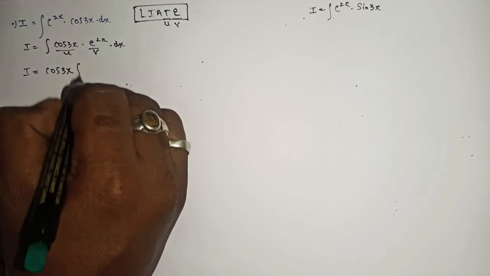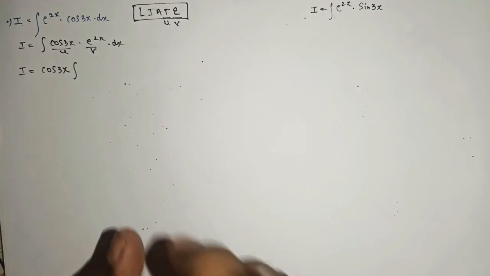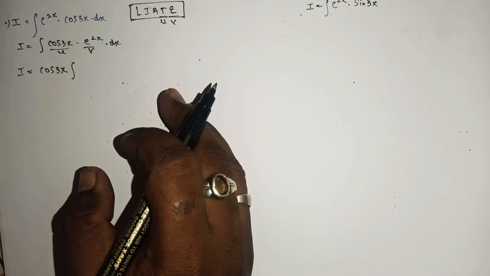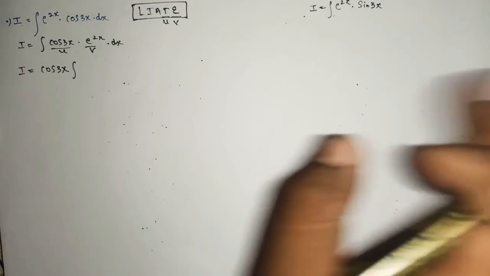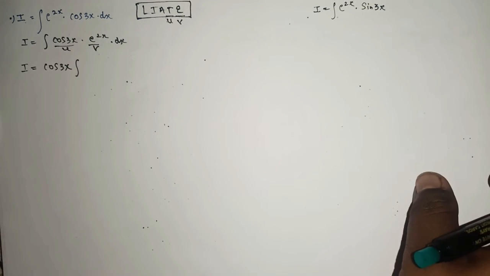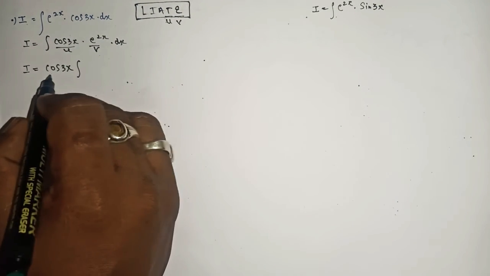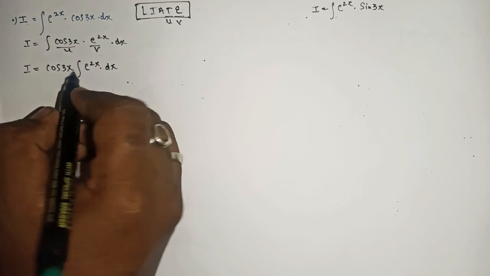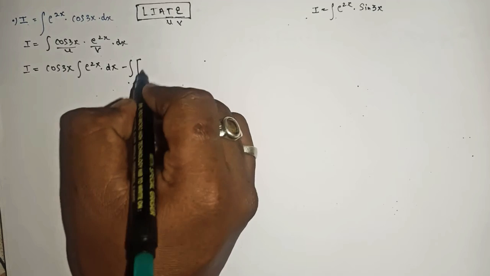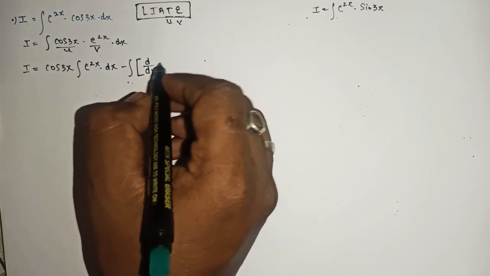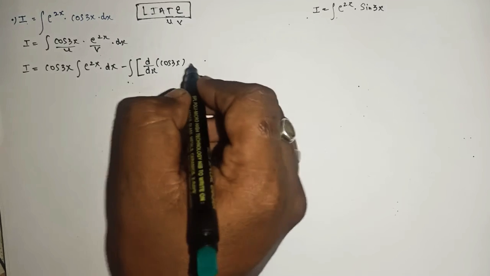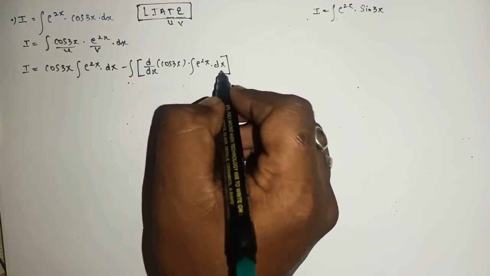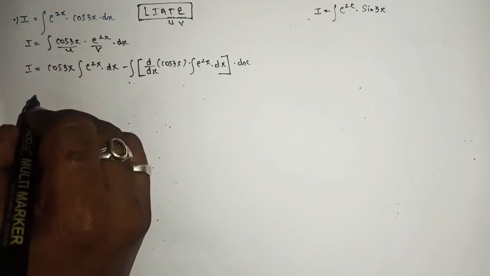Cos 3x integral, as this sum is little different. So what is the different and what is the change here? We'll see in the sum itself only. Okay. So your cos 3x into e raised to 2x into dx, u into integration of v minus integral d upon dx of cos 3x into integration e raised to 2x into dx into dx. Okay. So next will be what?